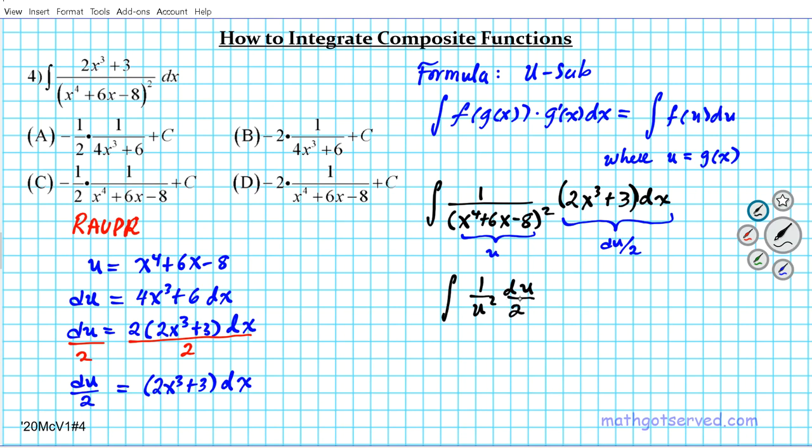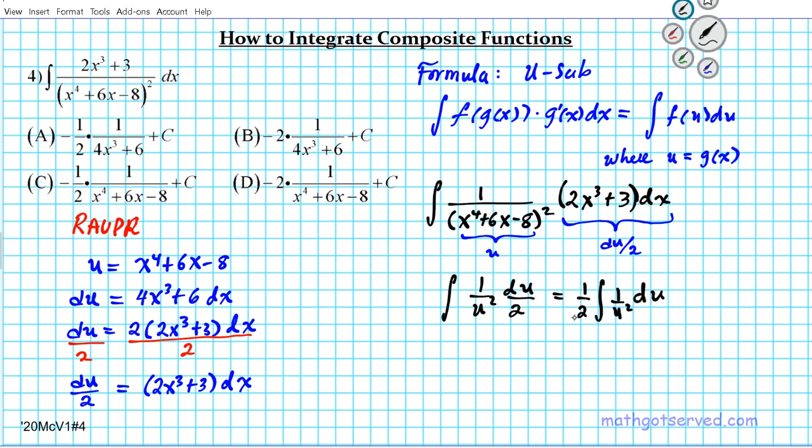Okay, so let's get this 2 out of the way. We're going to factor it out using the constant multiple rule. So we have a nice looking integral: 1 over 2 times the integral of 1 over u squared du. Now, how do you integrate 1 over u squared? Is there any formula for that? Well, there isn't. So what are we going to do?